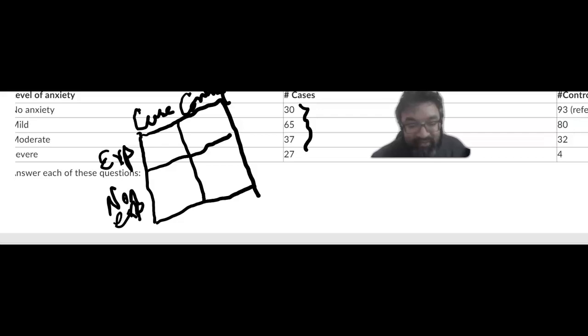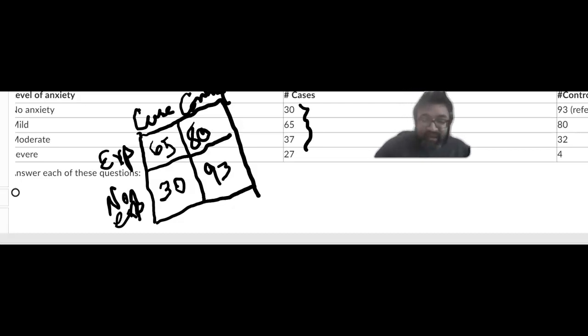So we're trying to find the odds of mild anxiety. In order to do so, what you want to do is put 65 here, and then 30 here, and then on this side is the controls, and for the controls you can do 80 over 93. So now that we have the numbers arranged in the proper way, what we can do is now take a look at the odds of mild anxiety.